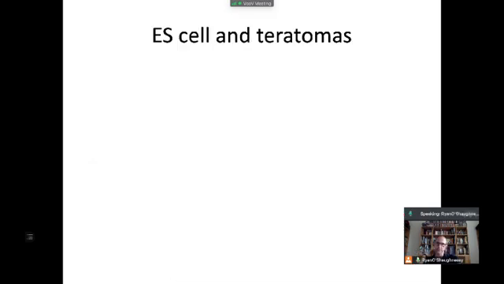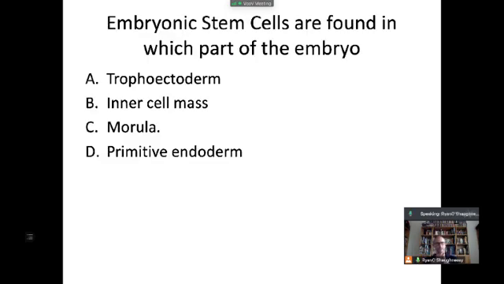Let's move on to ES cells and teratomas. So here's a question. Embryonic stem cells are found in which part of the embryo? And I'll give you a little time to work this out.